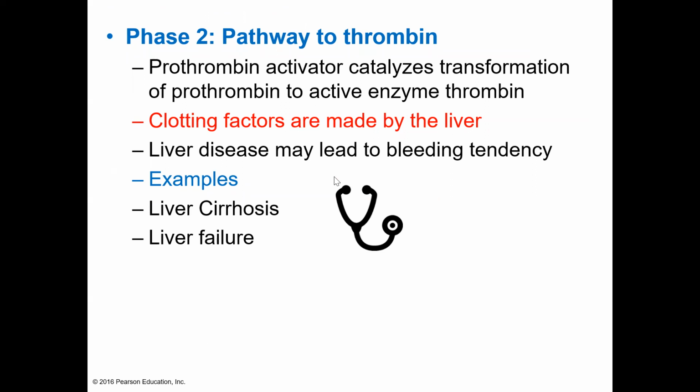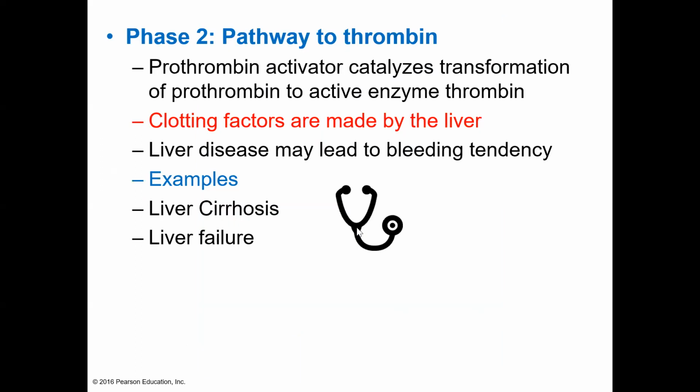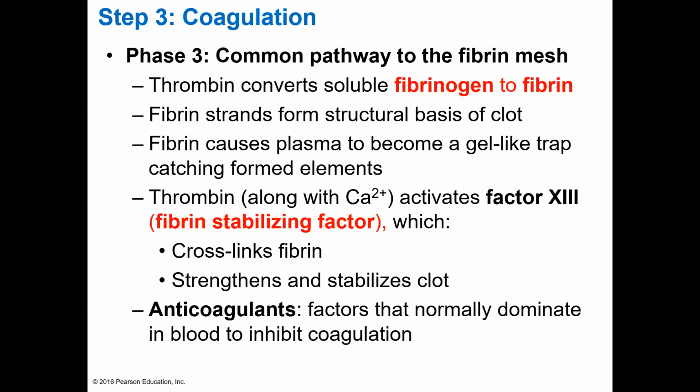The clotting factors that are involved in this process are made in the liver. This is important to know. So the liver makes these clotting factors. In liver diseases like liver cirrhosis or liver failure, these patients tend to have a bleeding tendency. This is simply due to the fact that clotting factors are not manufactured by the liver because the liver is sick.